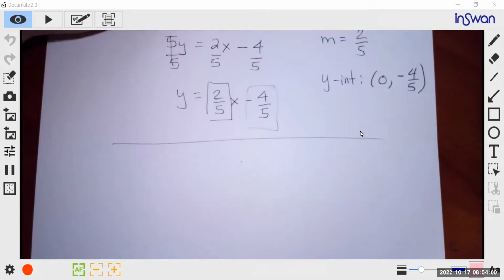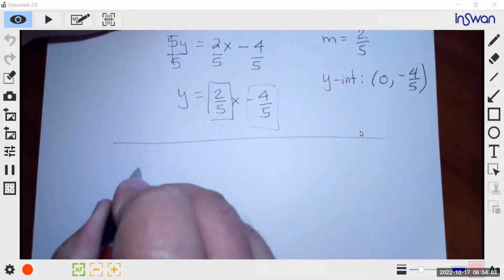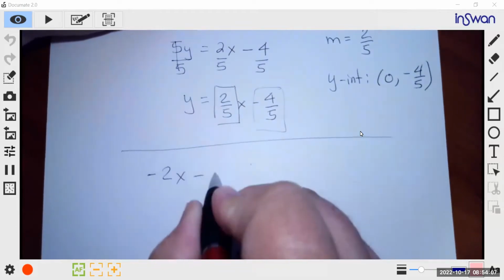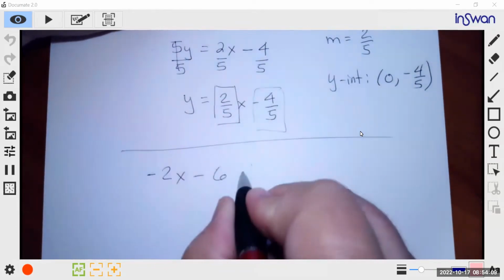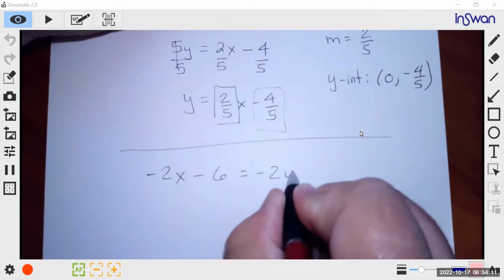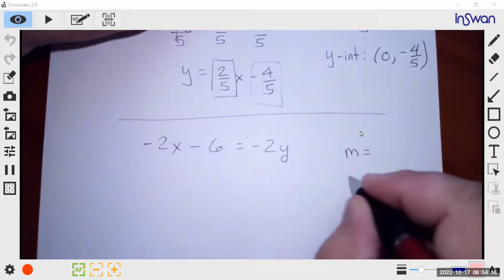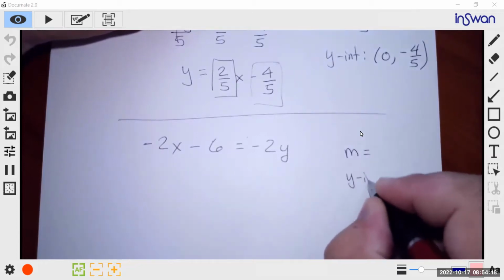Let's do one more. Tell me the slope and the y-intercept.